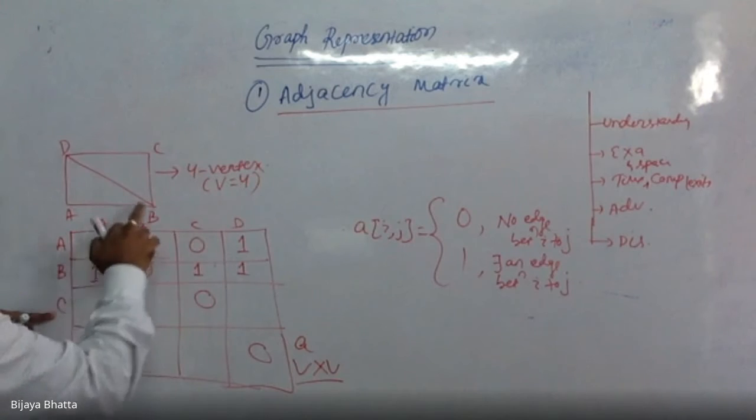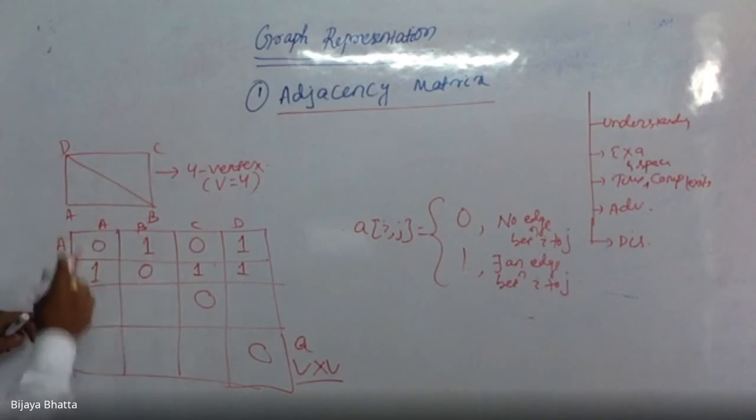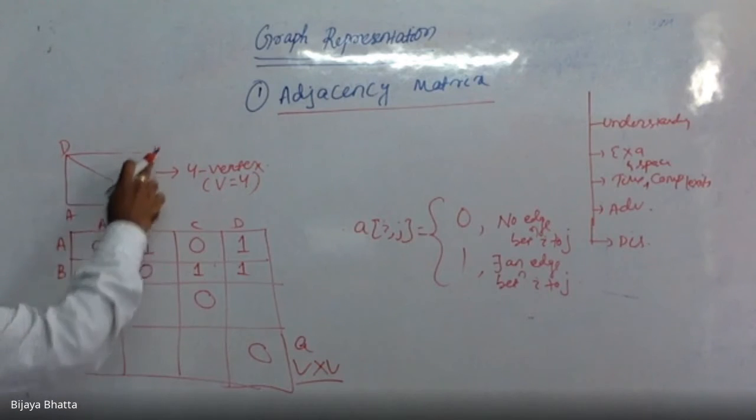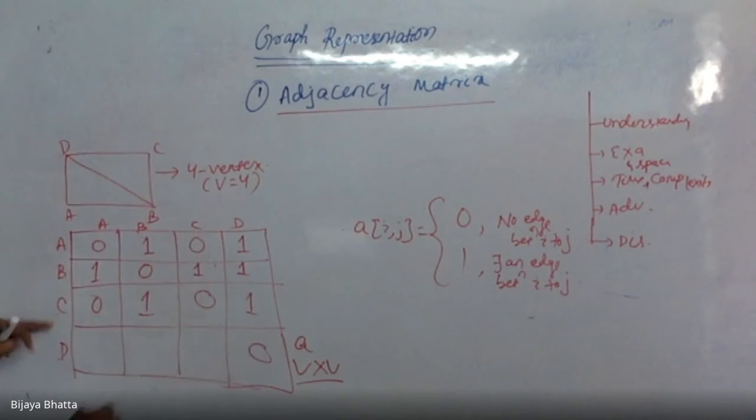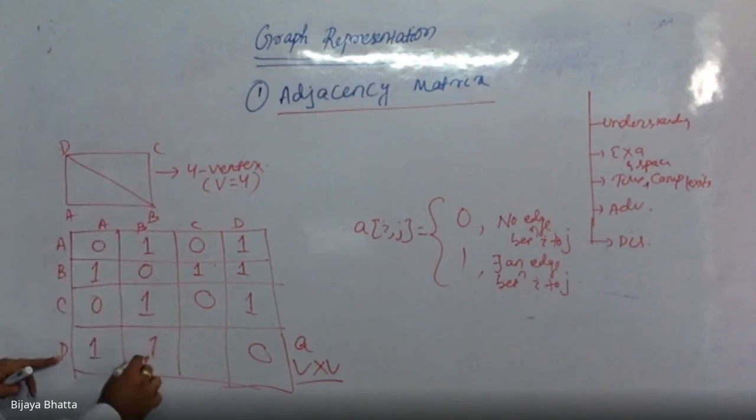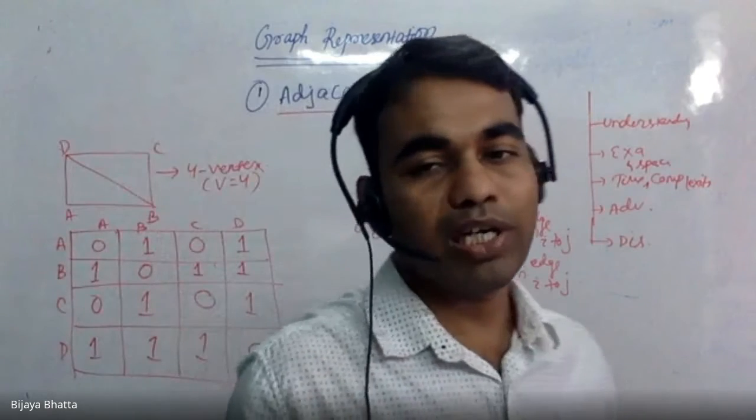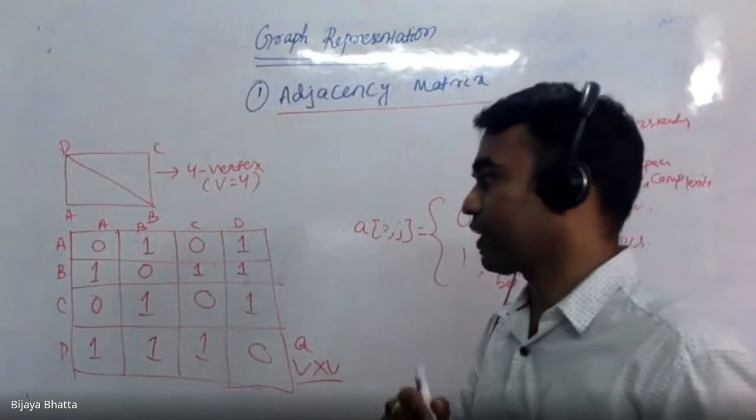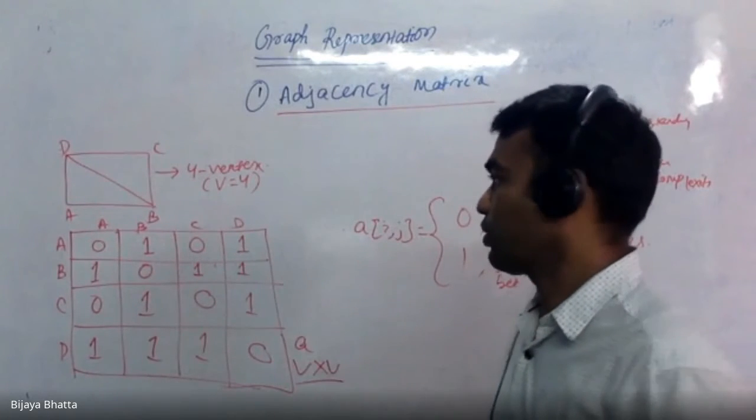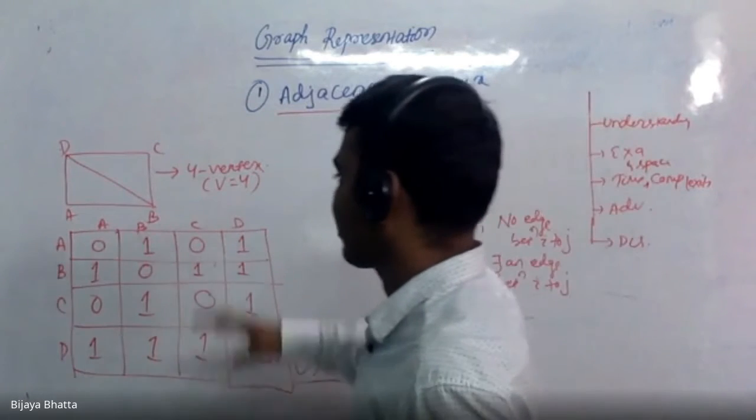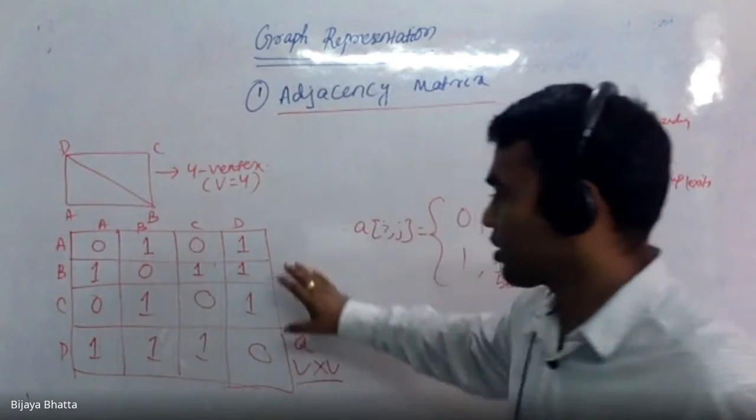C to A, there does not exist any edge. C to B there is an edge. C to C there is no edge. C to D there is an edge. D to A there is an edge. D to B there is an edge. D to C there is an edge. D to D there is no edge. So this is my adjacency matrix for an undirected graph. We'll go for a directed graph example also, and we'll write down the definition, but I hope it is making sense. Basically, you are creating a matrix.